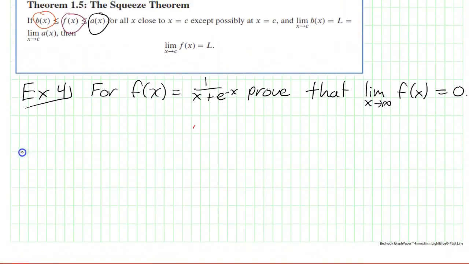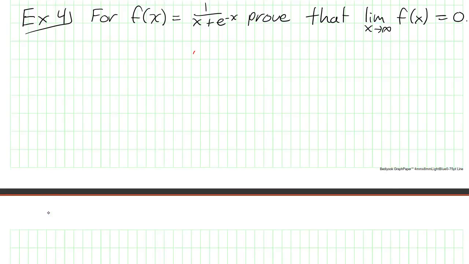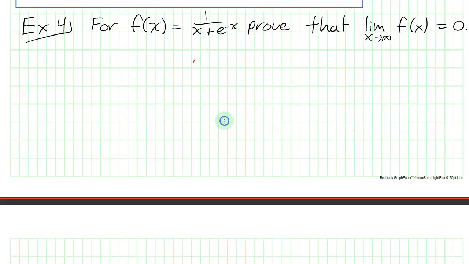So let's look at this function. f of x equals, that's our last example, f of x equals 1 over x plus e to the negative x. We want to prove that its limit as x approaches infinity is 0. So we're going to use a version of the squeeze theorem. You want to think about a function that's similar to this one that we know something about. So I look at the part of it that's weird, the e to the negative x, and I say, let's ignore the weird part and see what happens if we just have 1 over x. So that limit is, of course, 0, because as x gets larger, 1 over x gets smaller. But how does the plus e to the negative x change it?